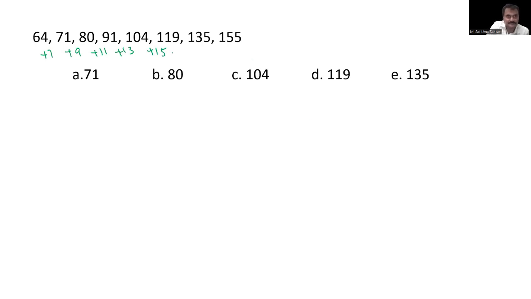That satisfies the condition. Plus 17, what happened? 119 plus 17 is equal to 136. 136 plus 19 is equal to 155. Suppose instead of 135, 136 is there, then that is a perfect sequence. But here 135 is there. So what is the wrong number in the series? That is equal to 135.